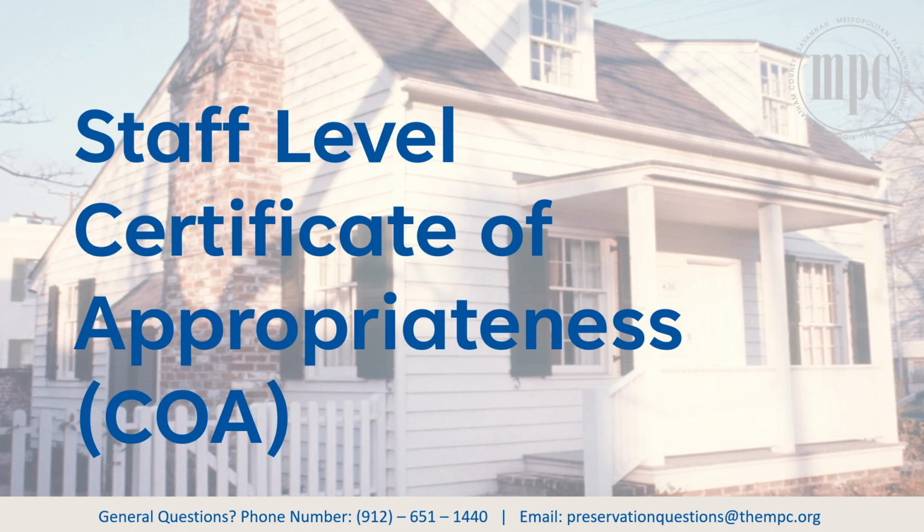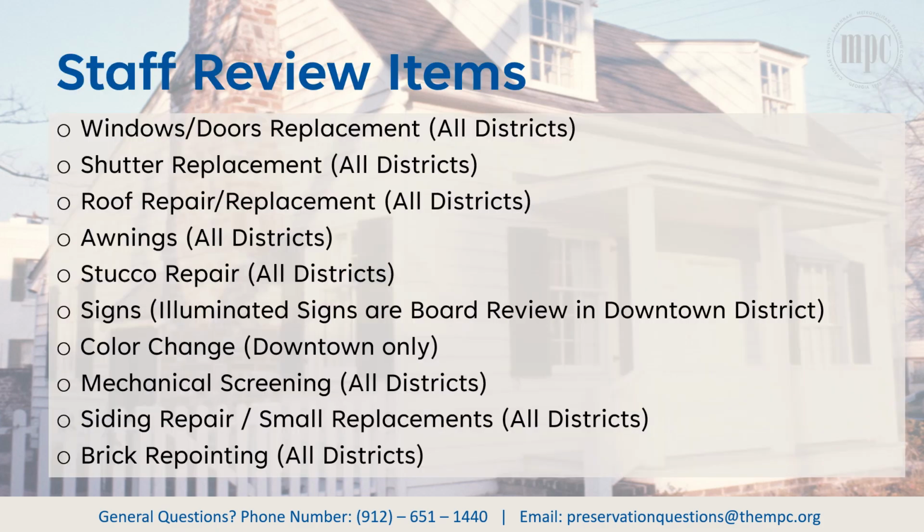How do you apply for a staff level review of a Certificate of Appropriateness, or a COA for short? You need to make sure your project is a staff review and not a board review. Staff review items are things such as replacing windows, shutters, or a roof replacement. Basically, anything more than simple repairs and less than material or design changes will be a staff review.